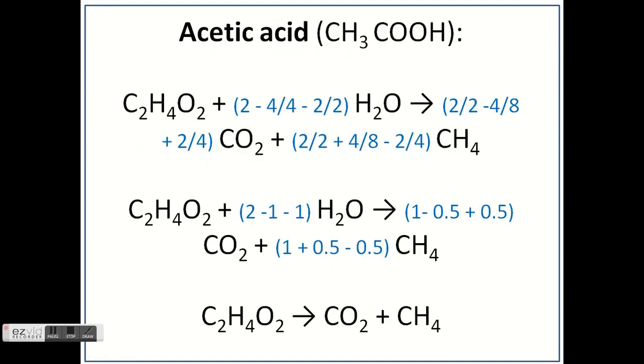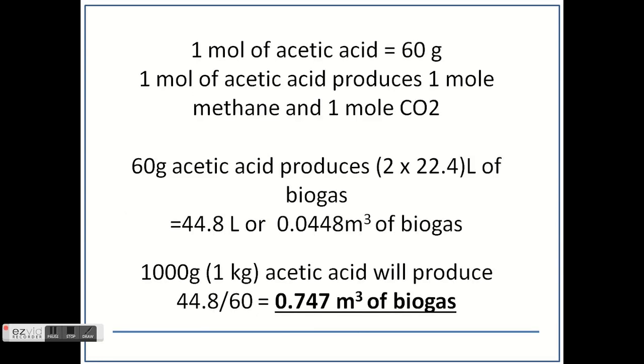So let's go to the next substrate, which is acetic acid. Just like we did for glucose, if we have the Buswell equation, our A, B, C, we set in the appropriate values to find the coefficient of all the other compounds. We find out that 1 mole of acetic acid produces 1 mole of carbon dioxide and 1 mole of methane. Again, if you want to be more detailed in going through what I did, you can pause the video.